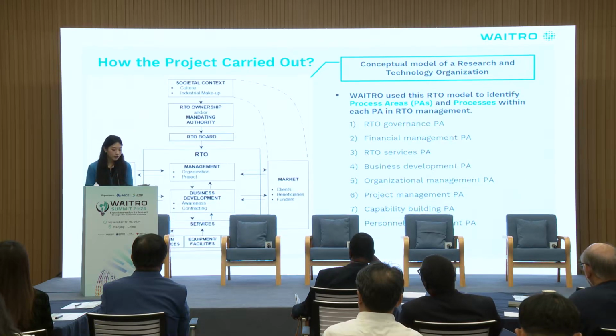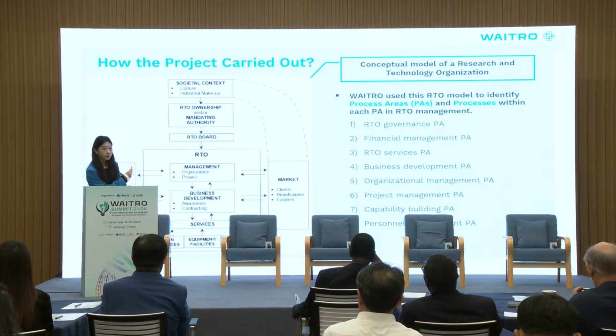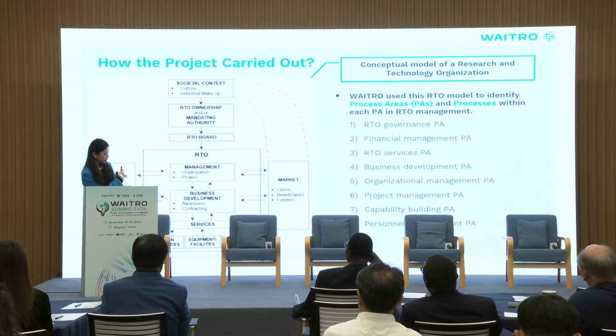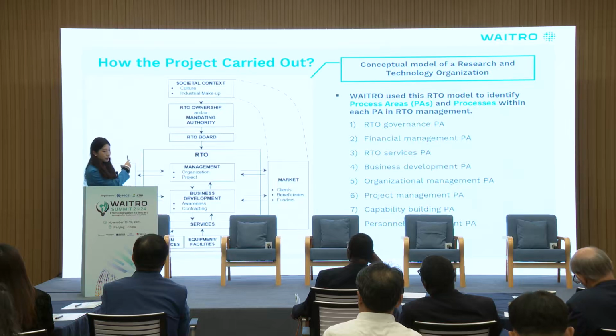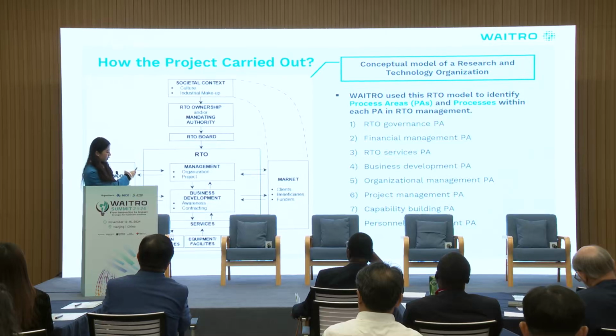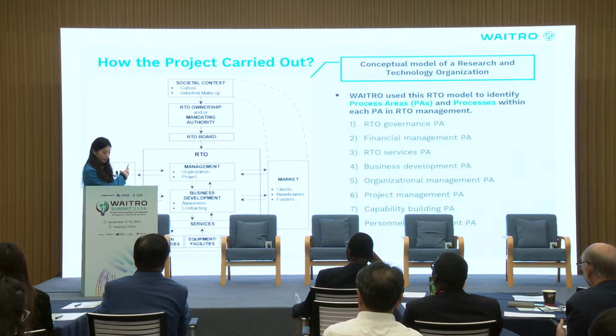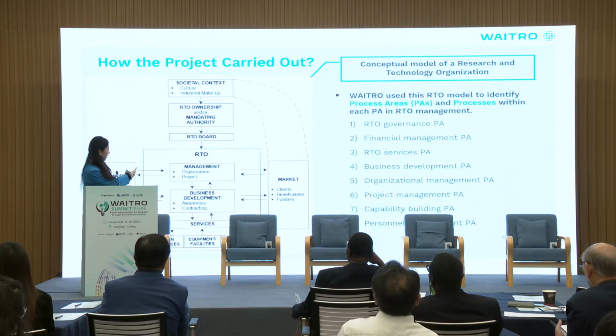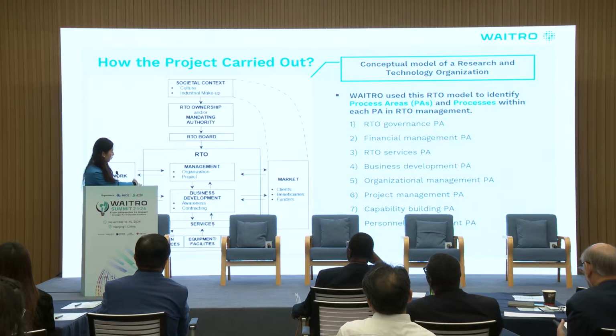Yeah, so we use this RTO conceptual model to identify process areas, in short PAs, and individual processes. This model includes the social context and ownership, which shapes the RTO's approach to research and technology, and the RTO's board and structure, which guide its strategy and activities. Inside the RTOs, there are also management and business development, and some key support areas.